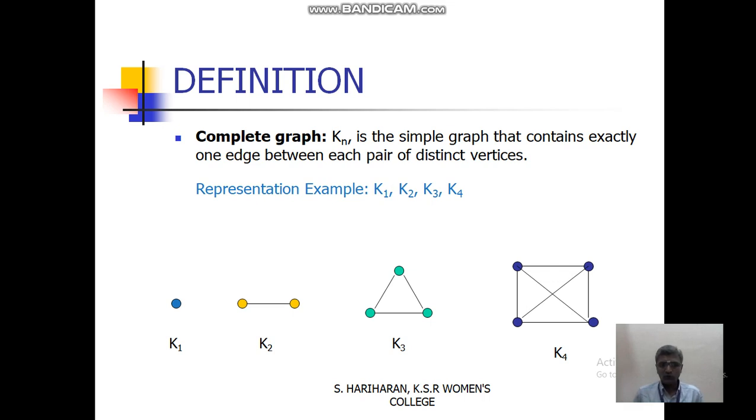K1, K2, K3, K4. It means complete graph with one vertex, complete graph with two vertices, complete graph with three vertices, and complete graph with four vertices.